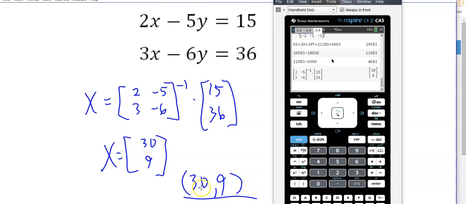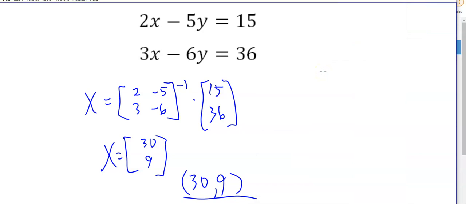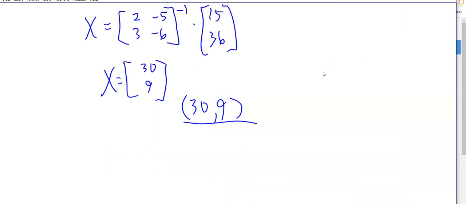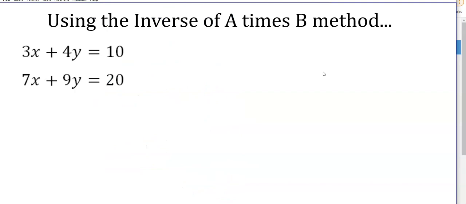If you plugged it in, you can see that it works. 2 times 30 is 60, minus 45 is 15, 90 minus 54 is 36, and it works. So you can always check and make sure your system really does work. Once you get this, it's not a hard lesson. So use the inverse of A times B. I'll just write it out here. So X would equal, sometimes it helps to write out what you're going to type in your calculator. I do find that is helpful.